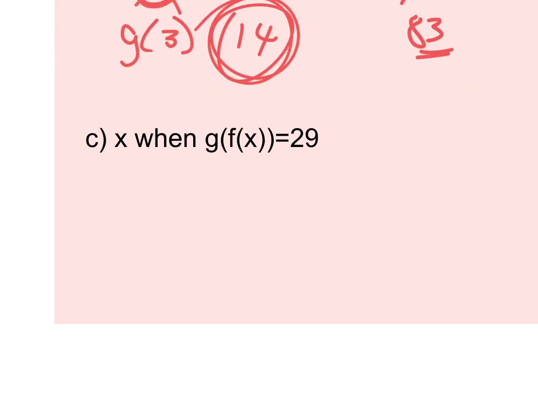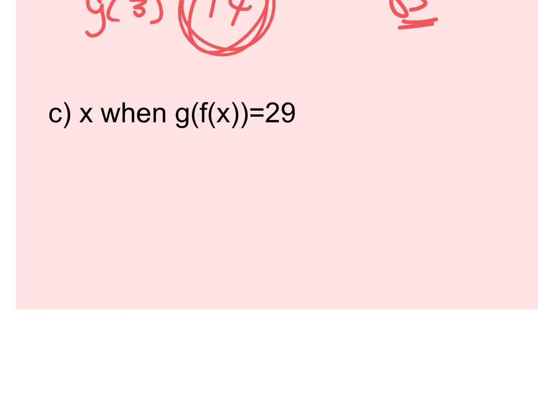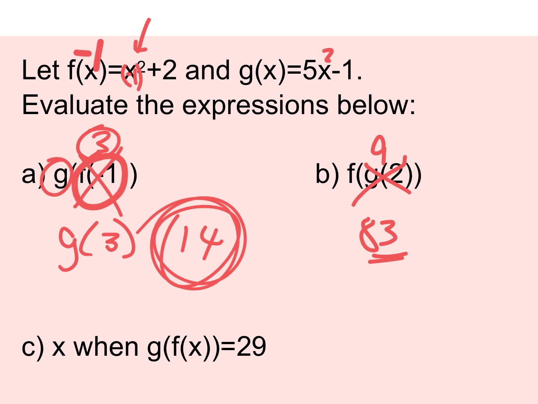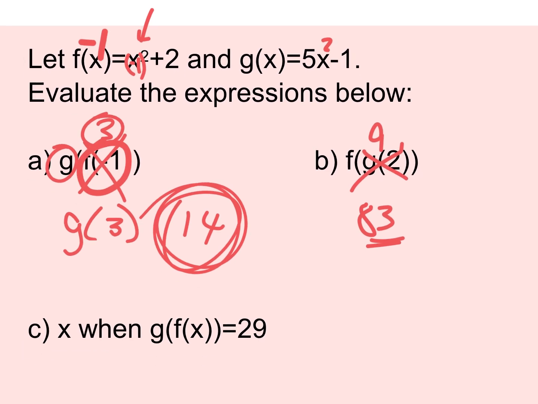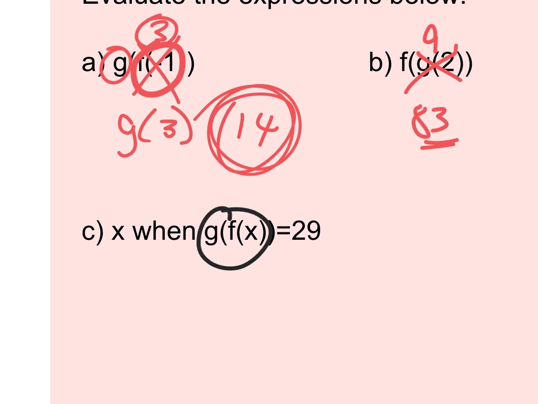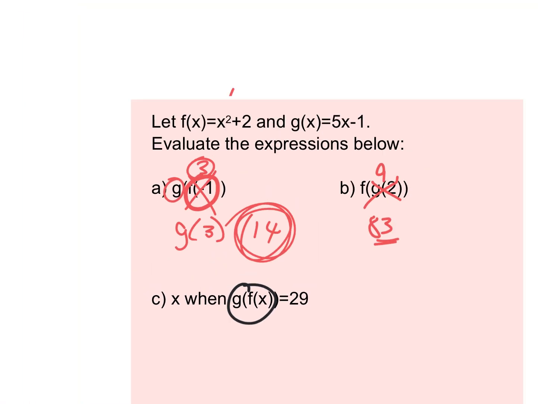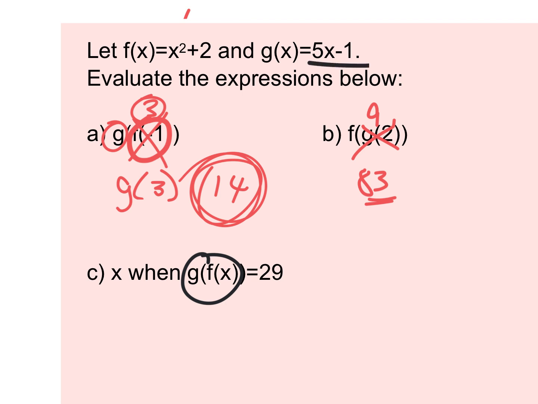Then, what the heck is this? All right. G of f of x is how I say that. G of f of x is 29. That means if I make the g function eat the f function, if I make the g eat the f, it'll equal 29. So this left side I can do. I can make the g eat the f. Here's the g. I go 5 parentheses minus 1, and then I make it eat the f, which is x squared plus 2.